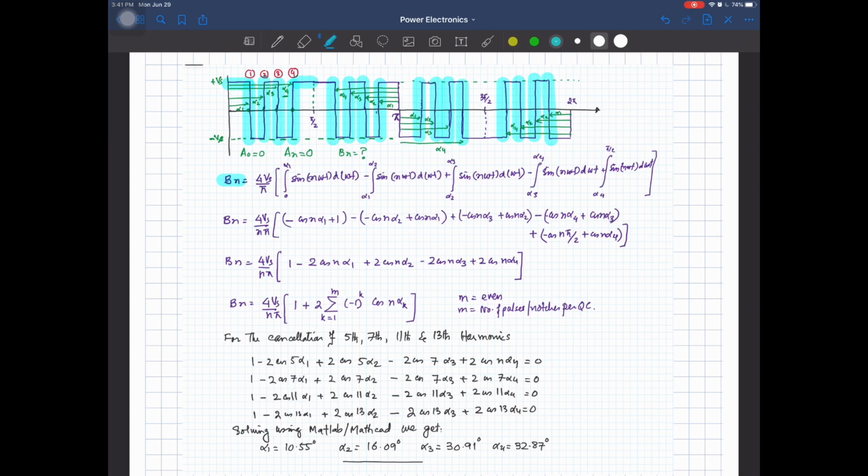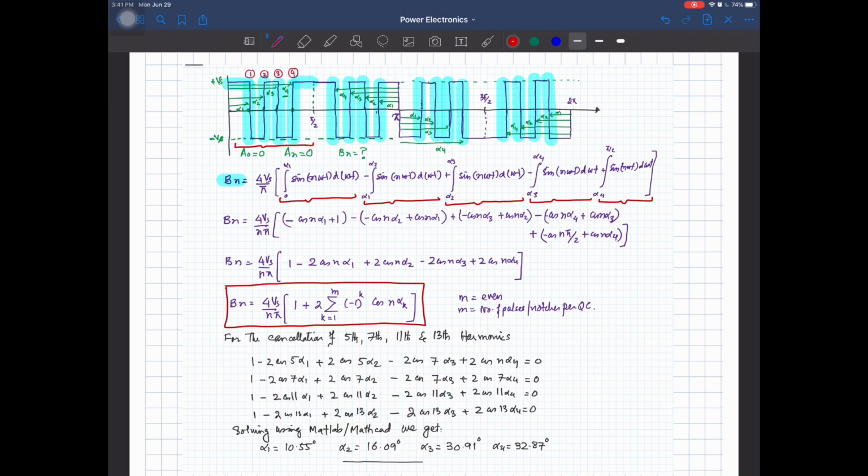So if we write down the expression for Bn, considering the first quarter cycle, this is our first pulse from 0 to alpha 1, and then from alpha 1 to alpha 2 we have the negative part, then alpha 2 to alpha 3 we have the positive part, then from alpha 3 to alpha 4 we have the negative part, and then from alpha 4 to pi by 2 we have the positive output. If we simplify this, we will get this expression for the Bn, and in this we have considered an even number of pulses. So this expression is valid when m is an even number, where m is the number of edges or notches per quarter cycle.